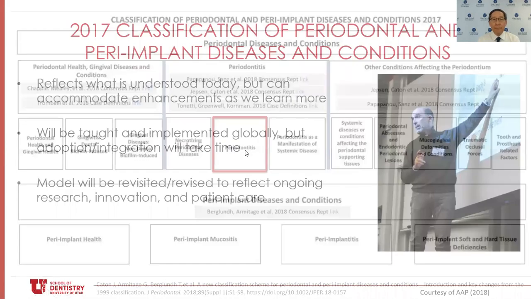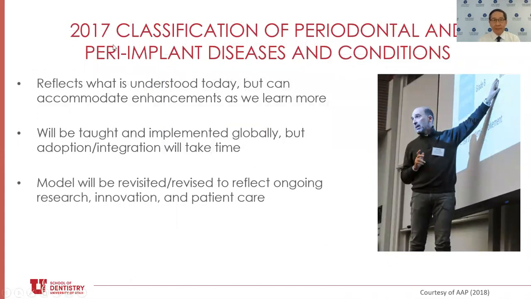Now, the new classification developed in 2017 reflects what's understood today, but we can modify and make enhancements as we learn more in the future. The 1999 classifications did not change for an 18-year period of time, but with 2017, as the situation evolves over time, we'll be able to update the information. So I want to emphasize we are constantly revisiting and revising this. The American Academy of Periodontology has a task force to review where we are and make adjustments in the classifications. But we all recognize that as we teach this, it will take a little bit of time to get this integrated into everyday practice. My goal is to introduce the newer concepts regarding how we now classify periodontitis.